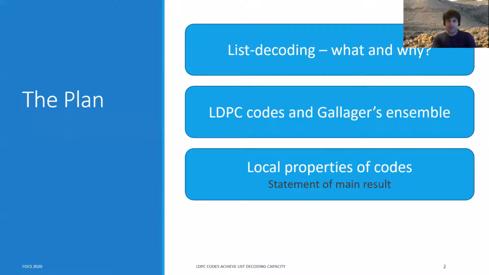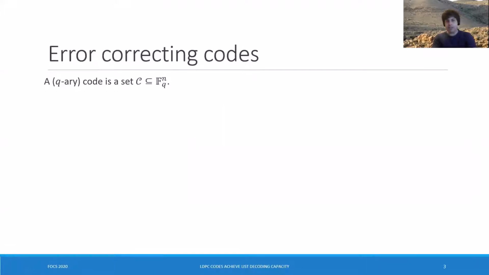Our first order of business is to define what is list decoding. And for this, we need to first quickly recall what is an error-correcting code. So a q-ary error-correcting code is a subset of the n-dimensional linear space over the finite field F_q.